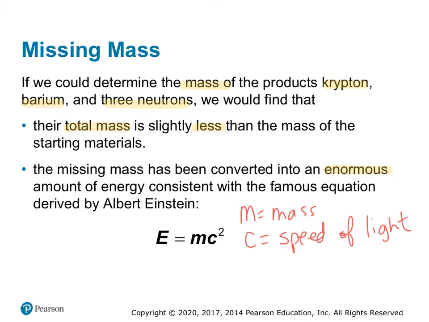So the speed of light is a big number. You square it, you get an even bigger number, and that's why we get a large amount of energy being released.